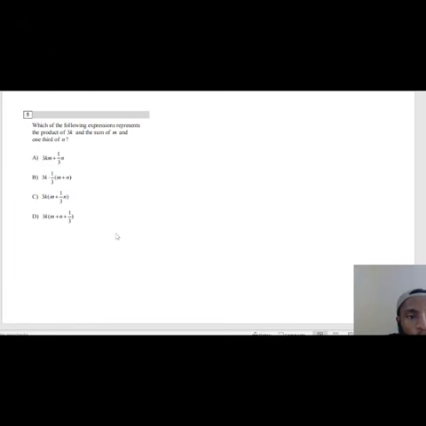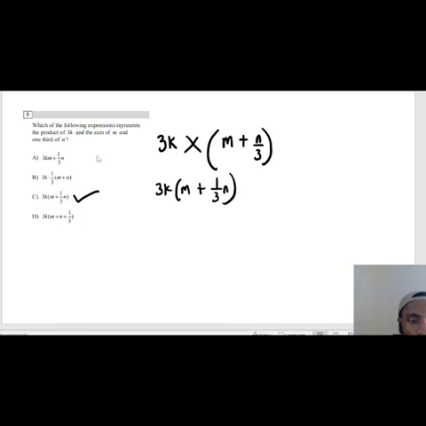Last example under this. Which of the following expressions represents the product of 3k and the sum of m and 1/3 of n? So we are multiplying 3k times the sum of m and 1/3 of n. So 1/3 of n is 1/3 times n, which is n/3. This looks like option C, right? Yes, it looks like option C. That's 3k bracket m plus 1/3n. So that's option C. All right, let's move on.